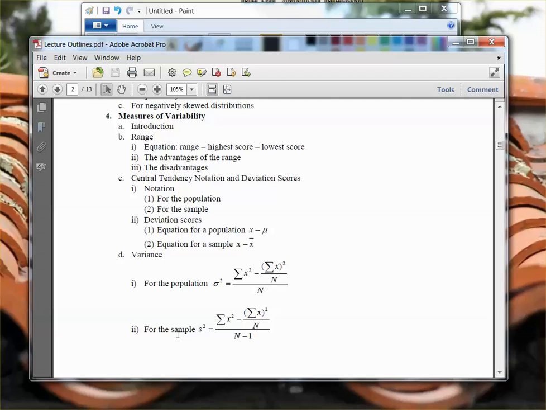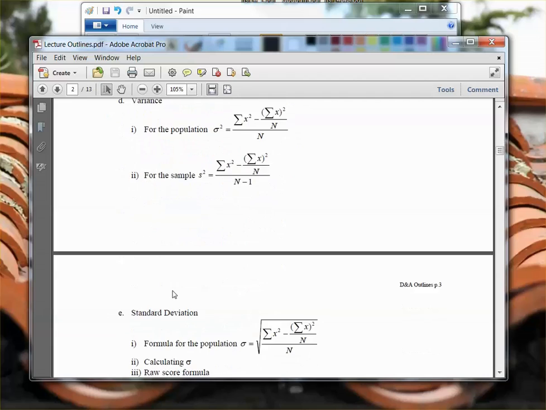Everything else is the same, but we do have some different terminology. You'll notice that we use lowercase sigma squared here to represent the variance of the population. And if we're dealing with the sample, we're going to use s squared. So s squared represents the sample variance formula. They're different formulas, but the same quantity calculated on a population or calculated on a sample. So that's the first thing.